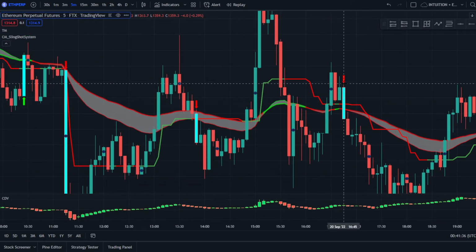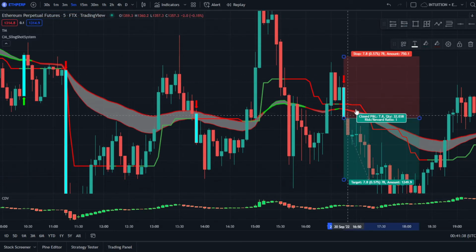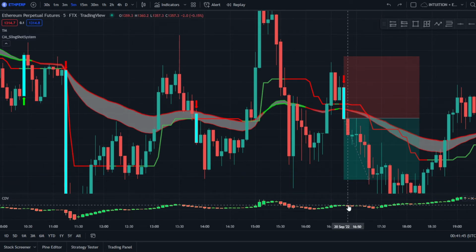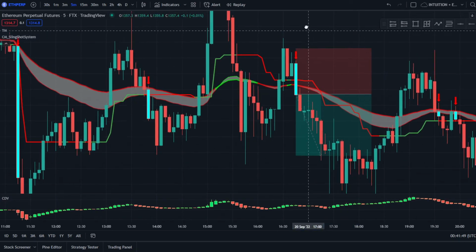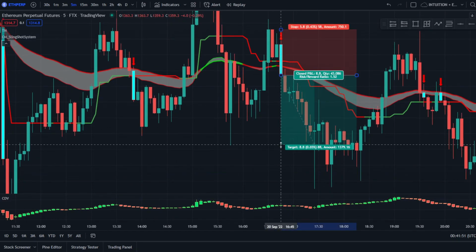But here we have a valid position. You can see that it's red in color. We have a red arrow down. We have a break below the trend magic, and the trend magic is red, and our cumulative delta is red as well, so valid position. Stop loss right above, and you take a 1.5:1.